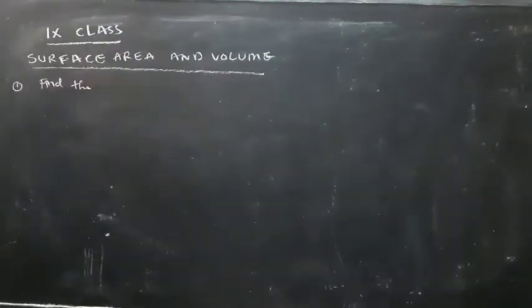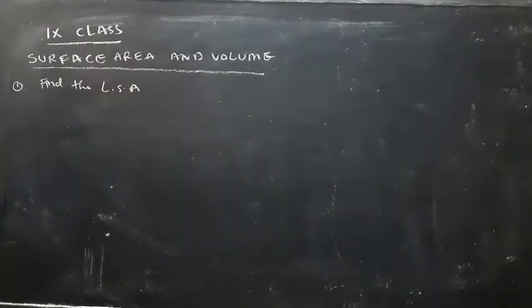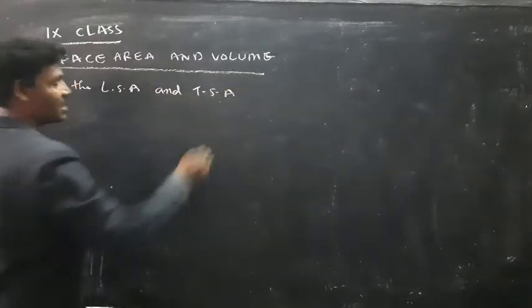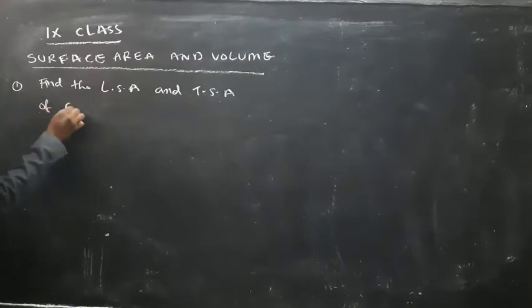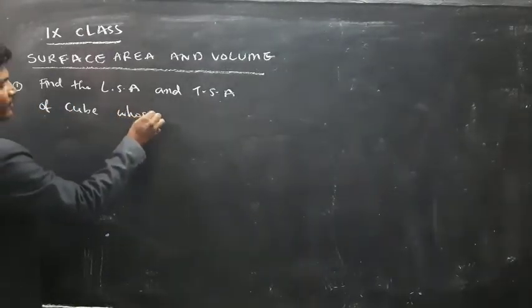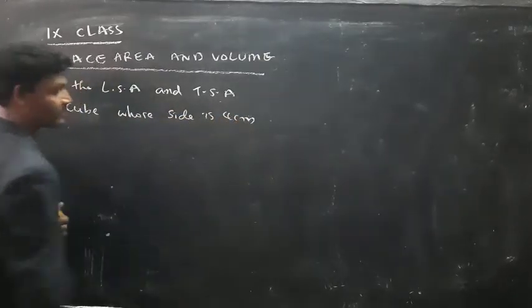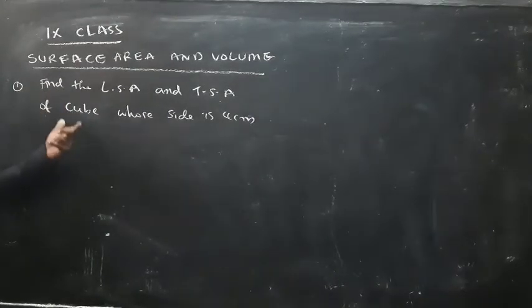Here is the first question from the topic. Find the LSA, lateral surface area, and TSA, total surface area, of a cube whose side is 4 centimeters. What is the question here? Find the LSA and TSA of a cube whose side is 4 centimeters.